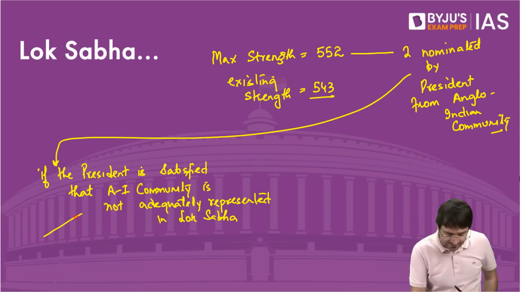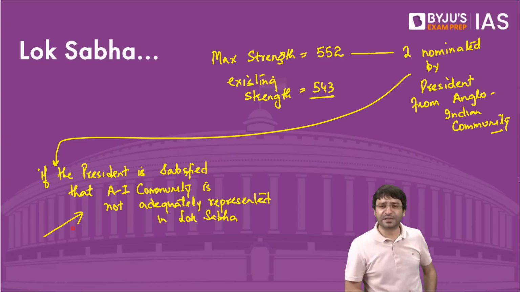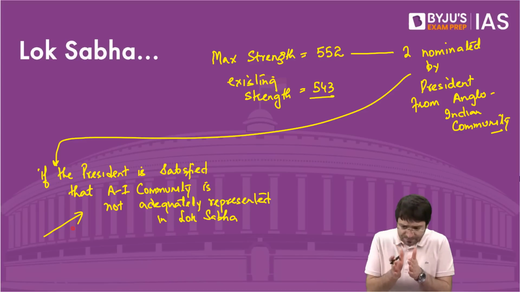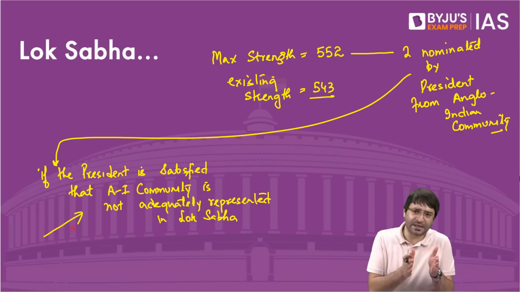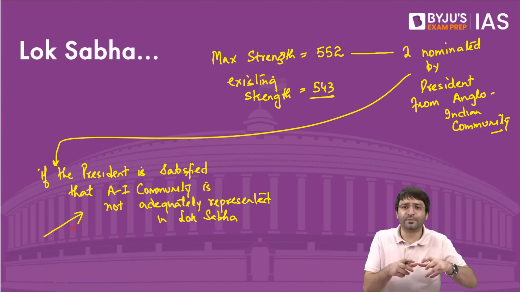There was reservation provided for Anglo-Indians also for 10 years. Who are these Anglo-Indians? These are people with British ancestry. After the independence, they decided to stay in India. They did not leave. They did not go back to Britain. So they remained Indians. They are now part of the Anglo-Indian community.